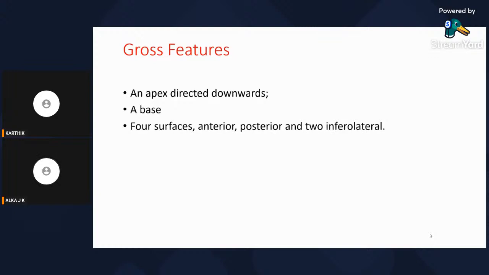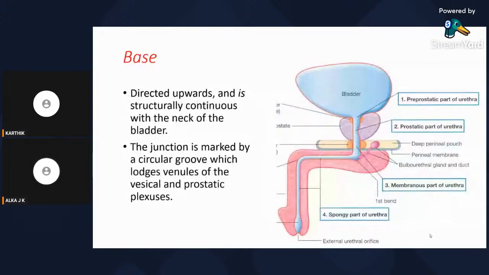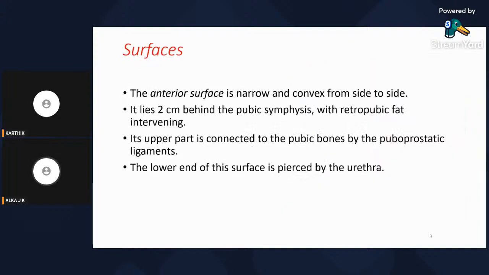Gross features: an apex directed downwards, a base, and 4 surfaces, anterior, posterior, and 2 inferolateral. Apex is directed downwards and rests on the surface of the urogenital diaphragm. It is separated from anal canal by perineal body. Next, base is directed upwards and is structurally continuous with the neck of the bladder. The junction is marked by a circular groove which lodges venules of vesicle and prostatic plexus. Remember that this organ is surrounded by a dense venous plexus.